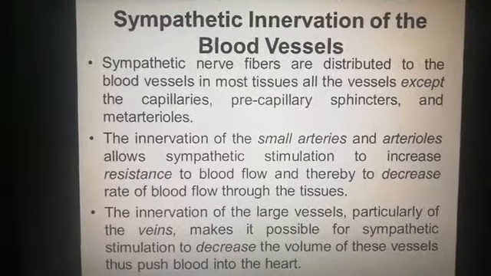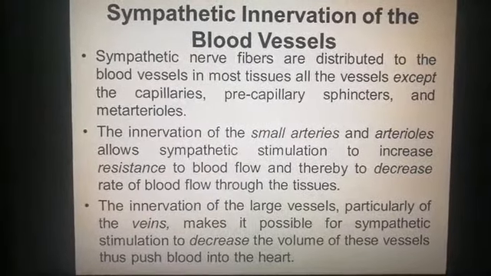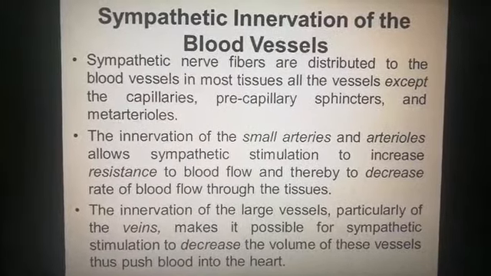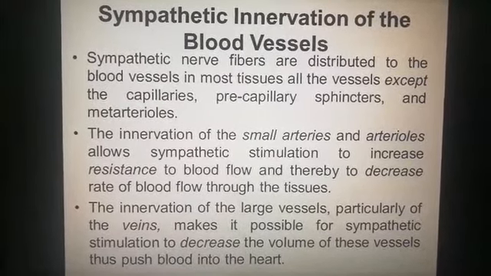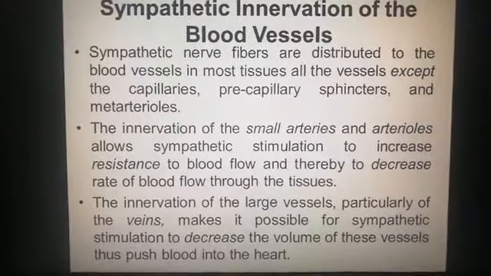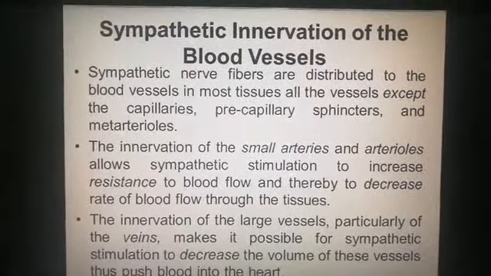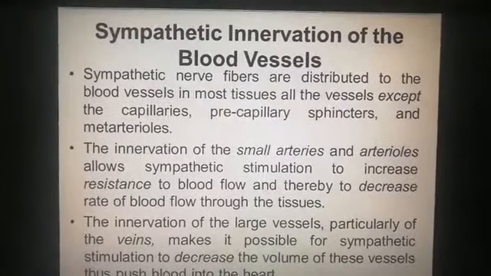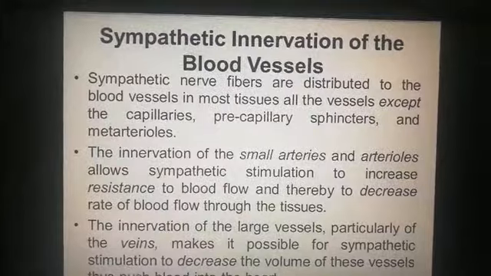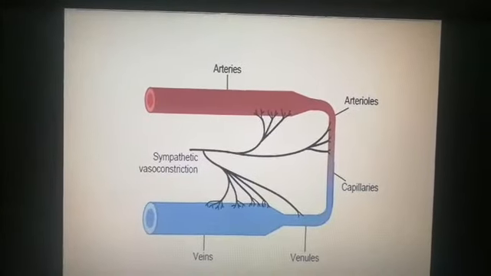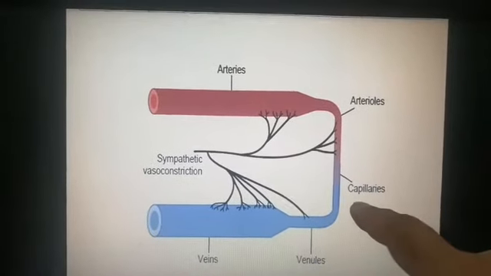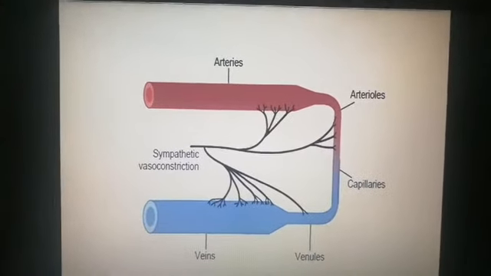Sympathetic innervation of the blood vessels. Sympathetic nerve fibers are distributed to the blood vessels in most tissues, all the vessels except the capillaries, precapillary sphincters, and metarterioles. So these are the few exceptions where the sympathetic nerve supply cannot reach, which are capillaries, precapillary sphincters, and metarterioles. You can see here, after arterioles there is a metarteriole and then capillaries, where there is no sympathetic stimulation.